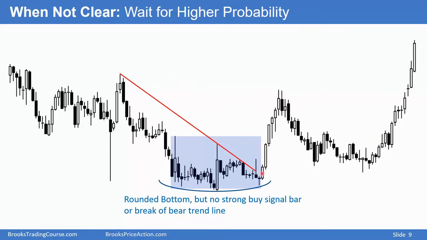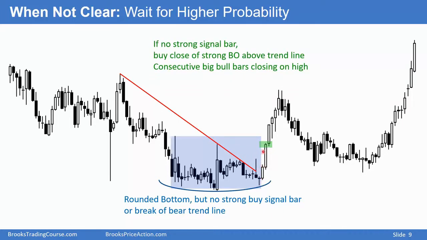Bear trend, very strong bull breakout, and then several attempts at a higher low, and then a second leg up. Leg 1, pullback, leg 2, a large head and shoulders bottom: left shoulder, head, right shoulder. A rounded bottom, again, I just don't use that term. I use other terms like higher low major trend reversal. Not a strong buy signal bar, and not a strong break above the bear trend line.